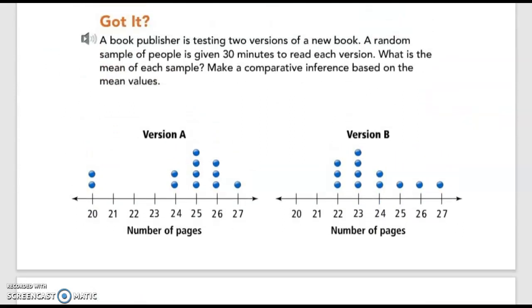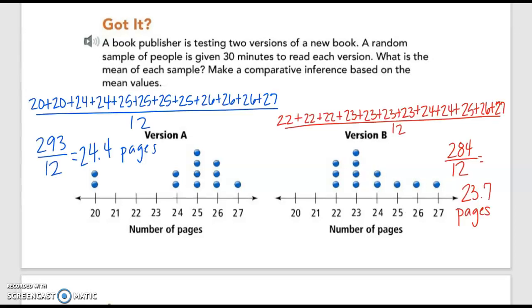Let's look at another one. A book publisher is testing two versions of an e-book. A random sample of people is given 30 minutes to read each version. What is the mean of each sample? Make a comparative inference based on the mean value. Pause the video and calculate the mean for version A and version B.